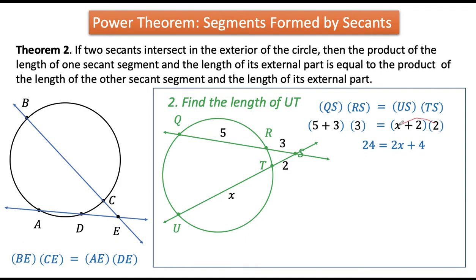Then distribute 2. So 2x. Then 2 times 2 is positive 4. From here, we add negative 4 to each side of the equation because we want to isolate x. 4 minus 4 is 0, so we are left with 2x. 24 minus 4 is 20. Finally, divide each side of the equation by 2. So 2 divided by 2 is 1. 1 times x is x. 20 divided by 2 is 10. And that's the value of our variable x.